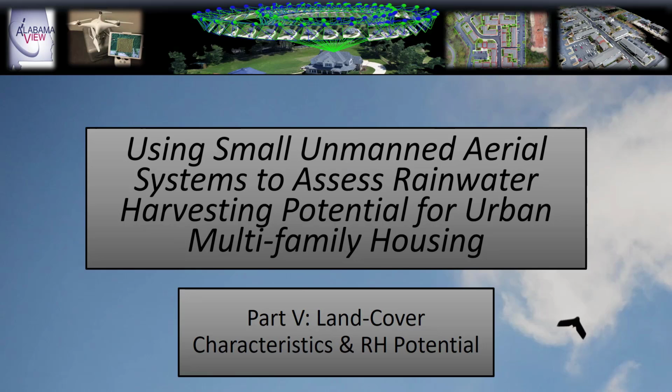Hello everyone, welcome to part 5, the last part of our video series on using small unmanned aircraft systems to assess rainwater harvesting potential for urban multifamily housing. This part is titled Land Cover Characteristics and RH Potential, and in it we will discuss some of the steps taken to accurately characterize your site's land cover in order to quantify its rainwater harvesting potential. Now that we have finished processing our UAS images into a high-resolution orthomosaic, we can characterize the land cover into pervious and impervious classes and quantify the site's rainwater harvesting potential.